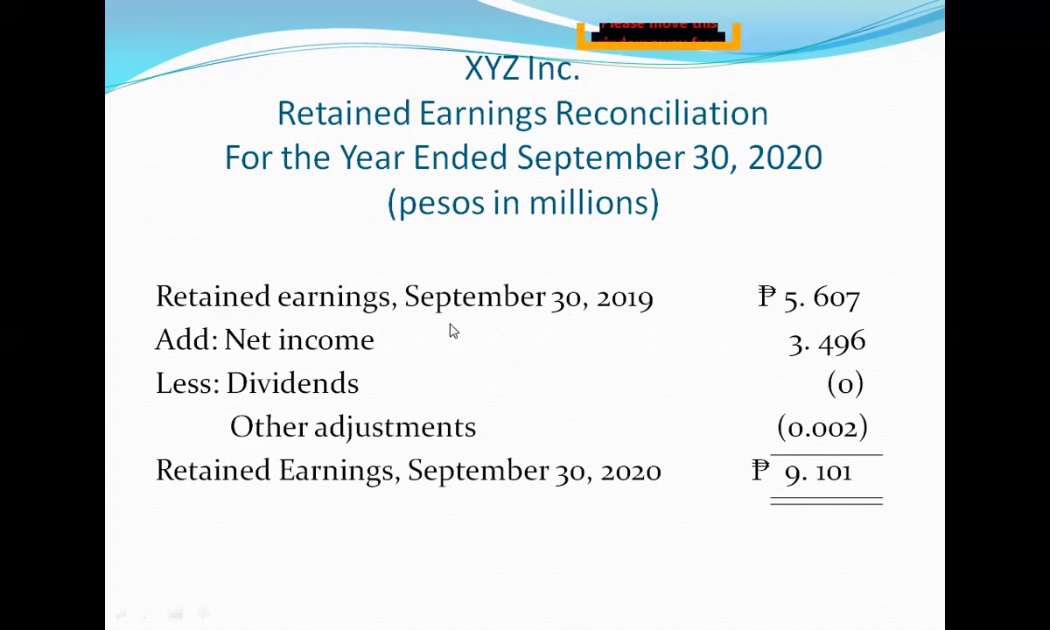Example, the retained earnings for XYZ Incorporated on September 30, 2019 was 5.607 million pesos. On that year, there is an income of 3.496 million. So, there's no dividend payments. No stock issuances, no repurchases. And there's only a minimal adjustment of 0.002 million. That means that the change in stockholders' equity equals the income or loss. So this is just the change in the stockholders' equity.